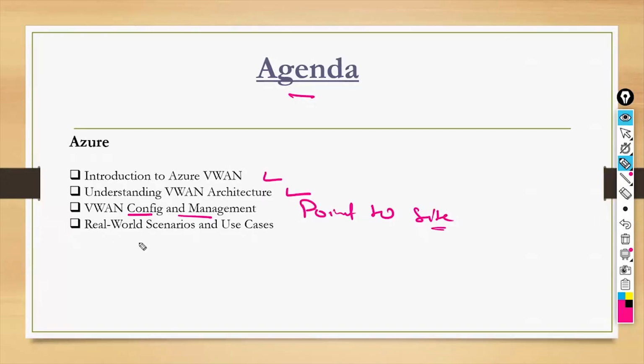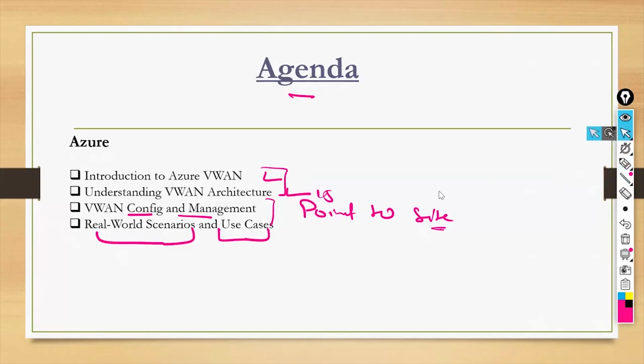And then we're going to take a real scenario, which I've seen in my experience, of how VWAN works and why we need VWAN in our organization. And then there are some use cases which we are going to cover today. So that is about the agenda. We're going to take a 15 minute break during the session while covering all this stuff, and then we're going to wrap up.